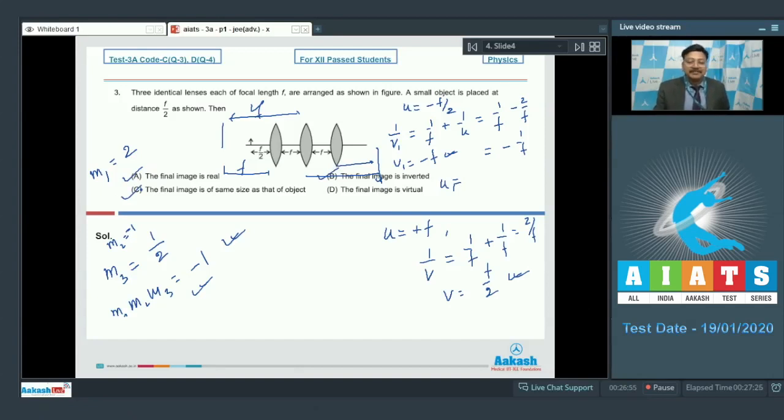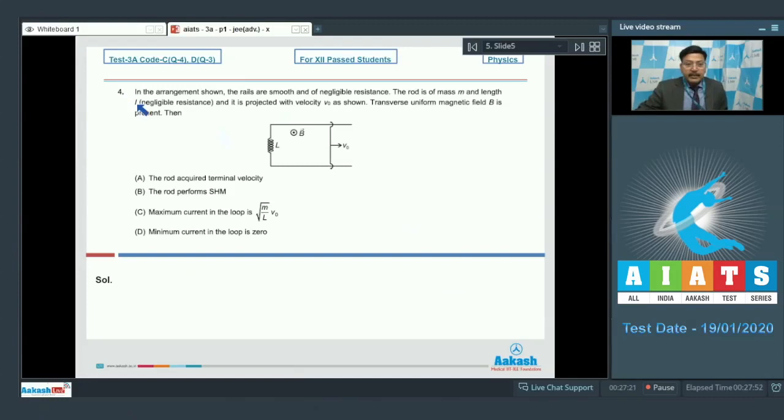Let's go to the next question now. Question 4 says, in the arrangement shown, the rails are smooth and of negligible resistance. The rod is of mass m and length L, negligible resistance, and it is projected with velocity v0 as shown. Transverse uniform magnetic field B is present. Then the options are: the rod acquires terminal velocity, the rod performs SHM, maximum current in the loop is this much, and minimum current in the loop is 0.